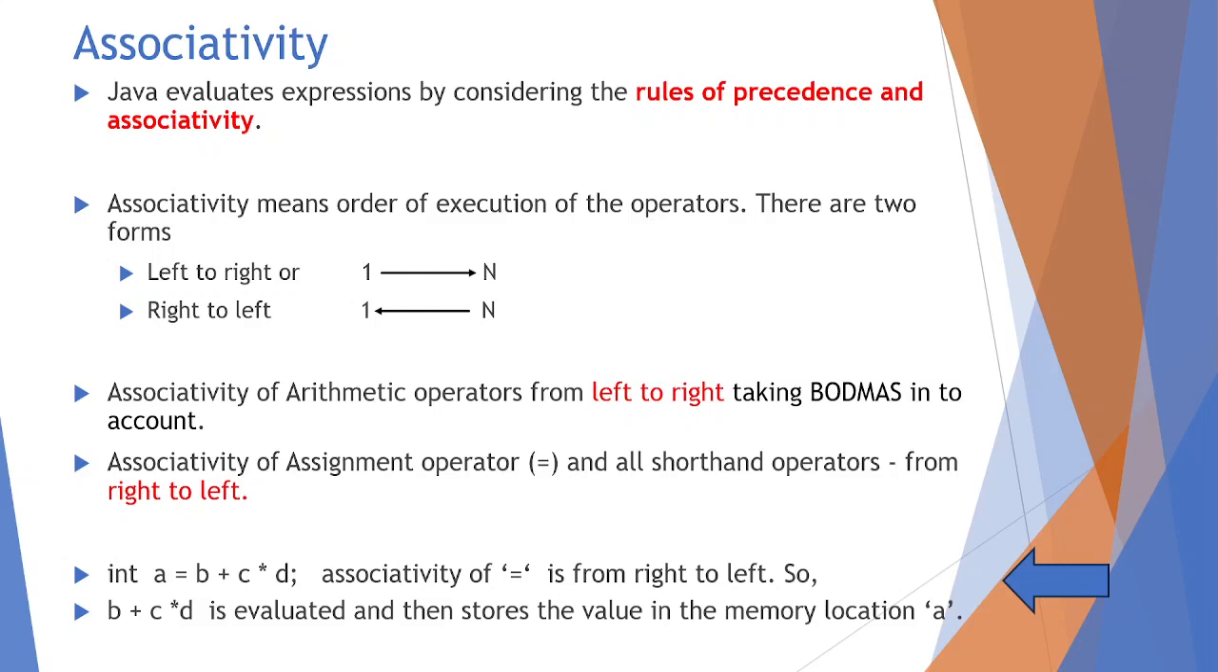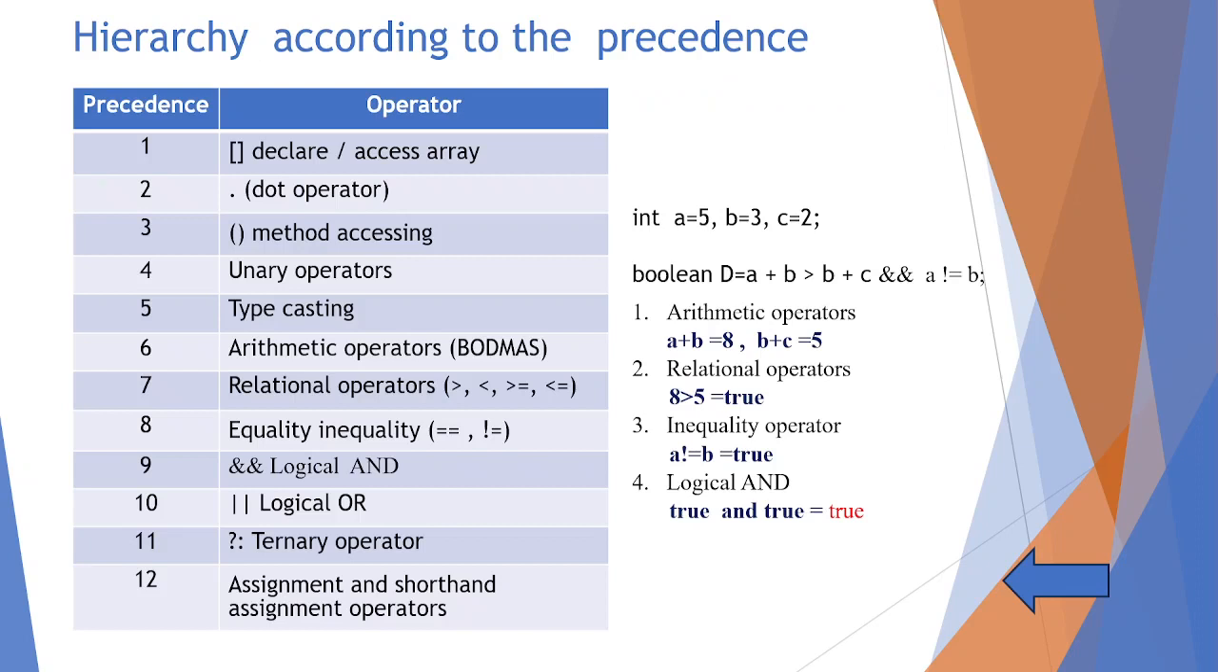In the previous example, we have taken boolean d equals to. The equals to operator has the least preference. Sorry, in the previous slide, look at this slide. Here, boolean d equals to a plus b greater than b plus c and a not equal to b. This much we have done, true. But the assignment operator, that is equals to, has the least preference, and associativity also we will discuss. So first of all, this entire thing will be evaluated and then it stores true in d.